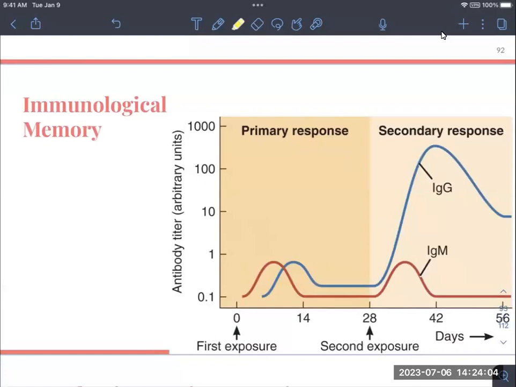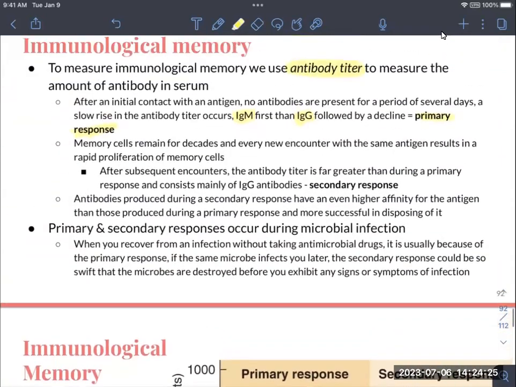The second exposure, the same pathogen gets into your system. Well, within a few hours, we see a rise in IgG, we see a rise in IgM. After that second response, the amount of antibodies remains a lot higher. That is that secondary response.